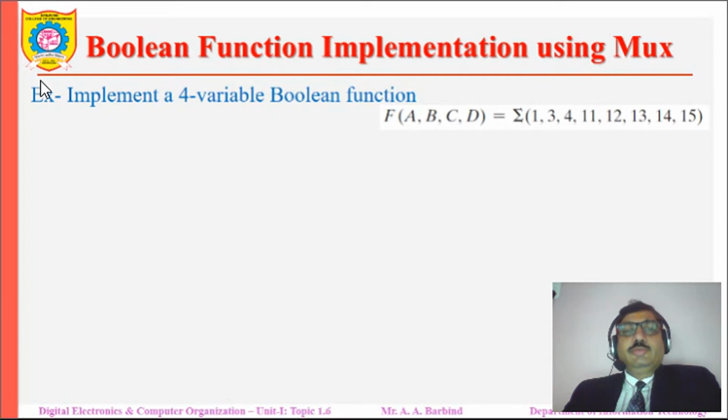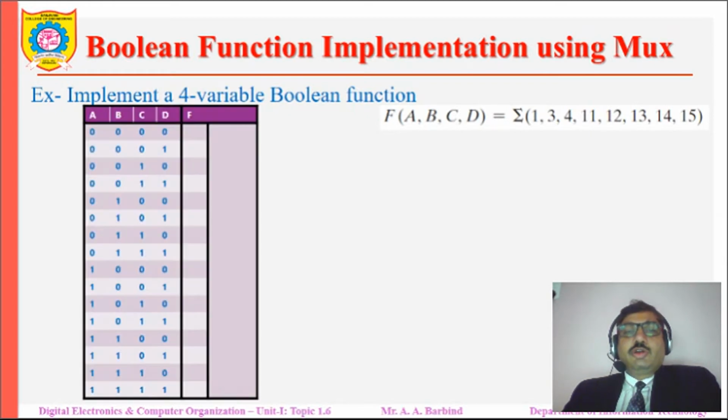Now let us see implementation of Boolean function using multiplexer. So consider this example to implement a 4 variable Boolean function f of a, b, c, d is equal to summation of minterms 1, 3, 4, 11, 12, 13, 14, 15. So first of all we draw truth table for this particular function.